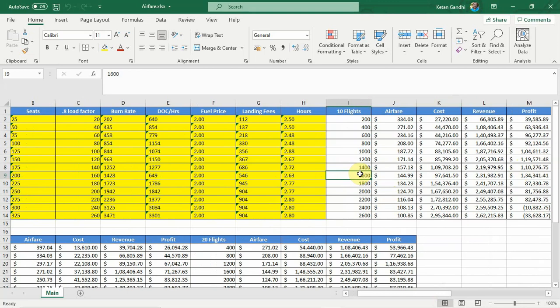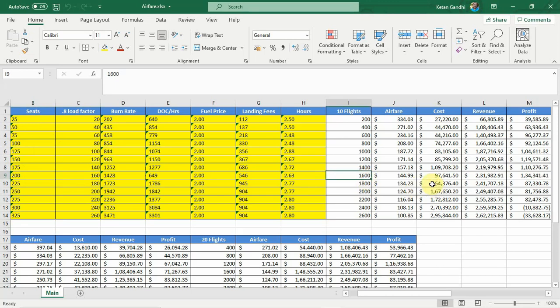So demand is equal to number of flights times aircraft size and the load factor. We are taking an aircraft size of 200, and the load factor of 80% gives 160. We are getting the total demand of 1600 passengers.